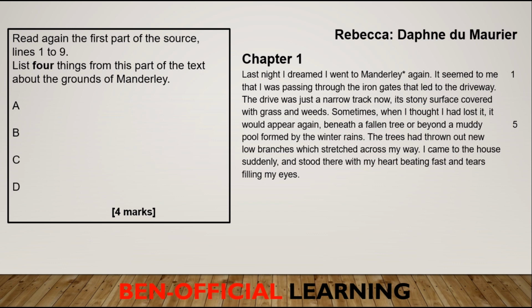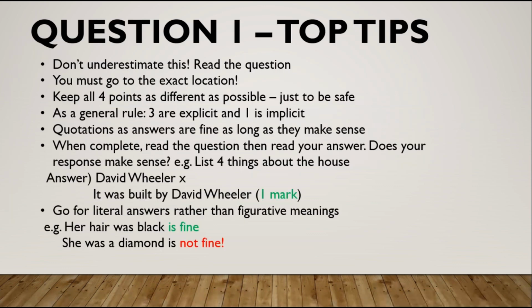Right, so always read the question. In this case, it'll be nice and simple. Read again the first part, the source, lines 1 to 9. List 4 things from this part of the text about the grounds of Mandalay. When you read the whole thing, you'll realise Mandalay is a building. It's not talking about Mandalay itself, it's talking about the grounds of Mandalay. Notice as well, I've zoomed in on just the section you're being asked to look at. Anything beyond that, no marks.